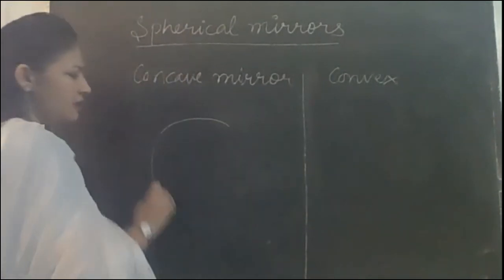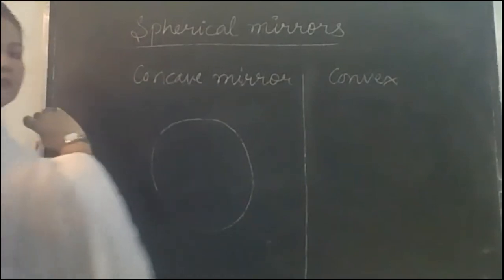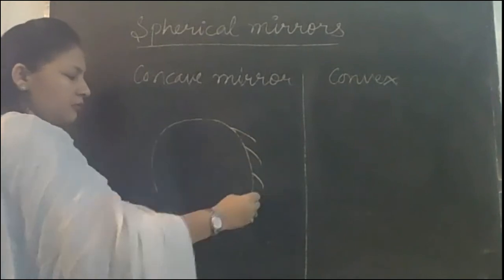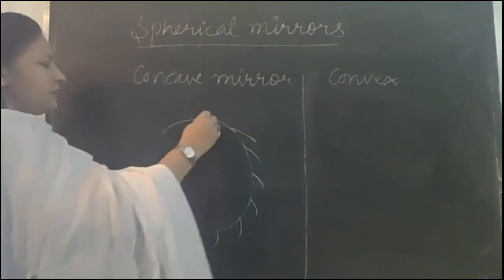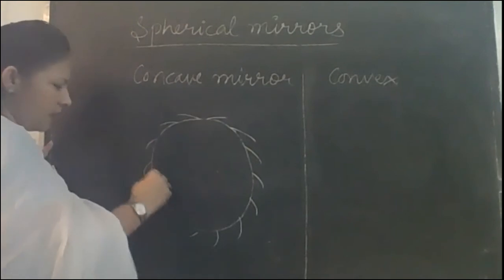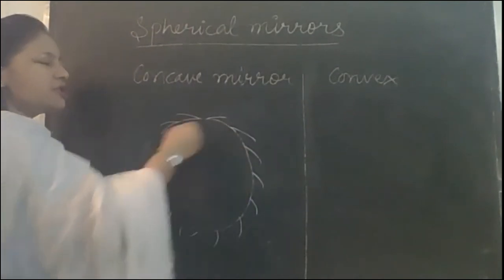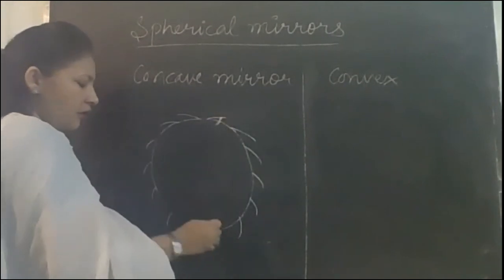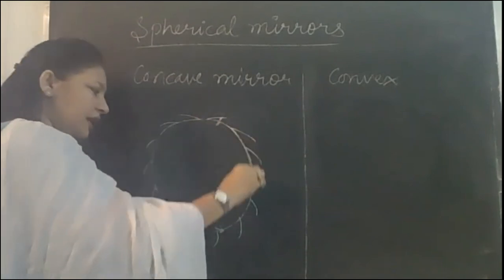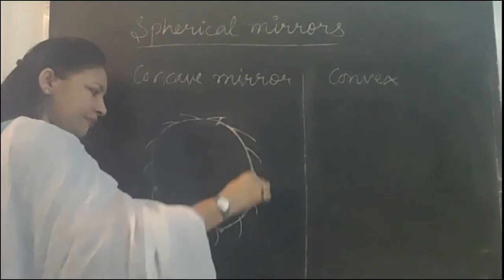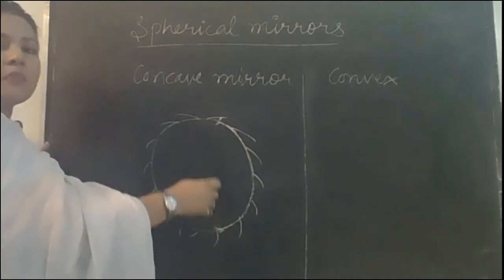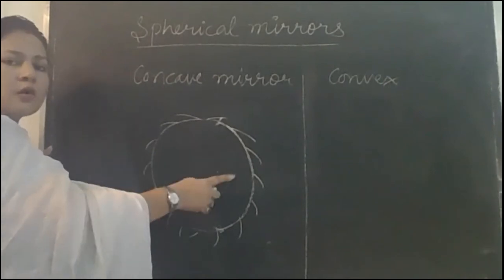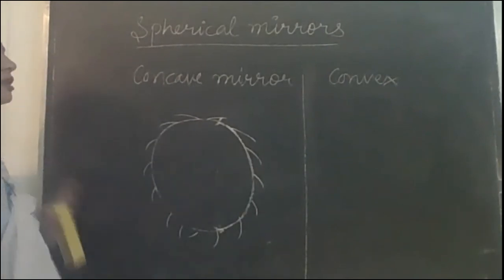Now let us have a sphere. Okay, we have a sphere which has been painted red or made opaque from outside, and it has been polished silver from inside. If we cut any part of this sphere, we will get a concave mirror. So this part of the sphere which has been polished silver from inside and painted red from outside is called a concave mirror.